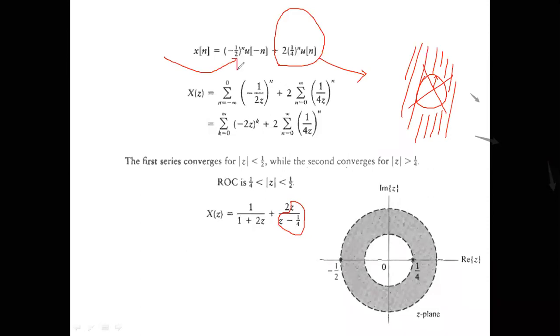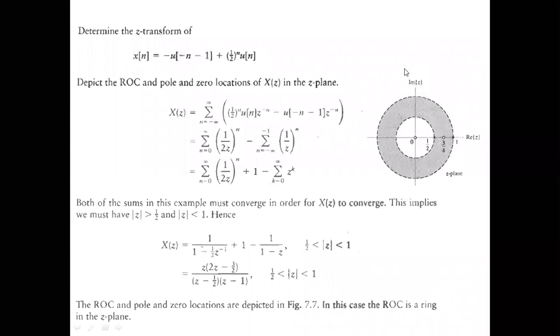Now here we need to substitute. We cannot use the ready formula because there is a minus sign here. Since this is u of minus n, how would this signal look? Let me take you to the previous numerical which we saw. That signal was minus u of minus n minus 1. It was starting from minus infinity and ending at minus 1, and all amplitudes were negative.